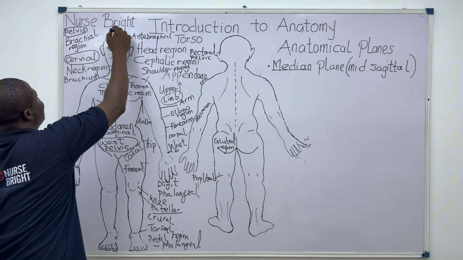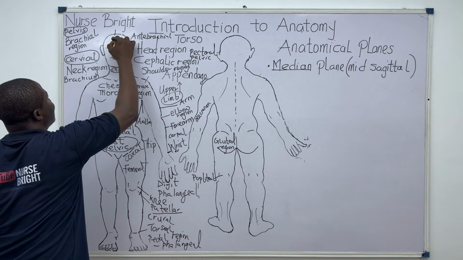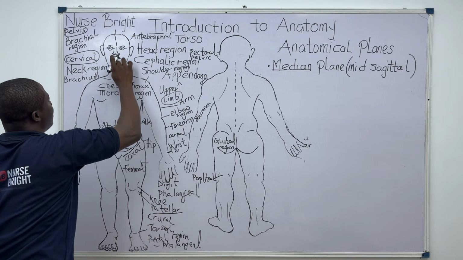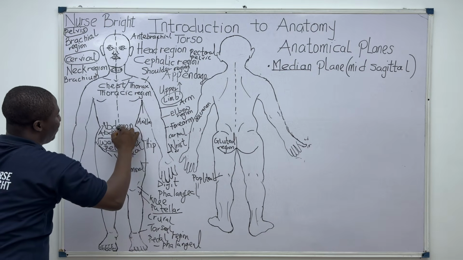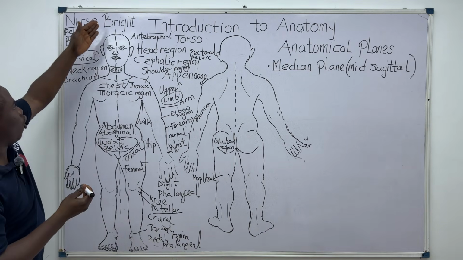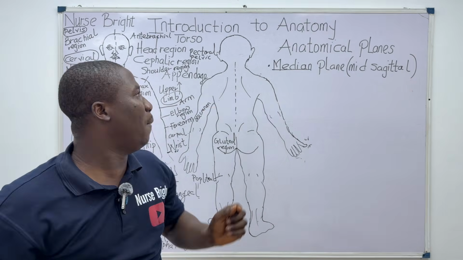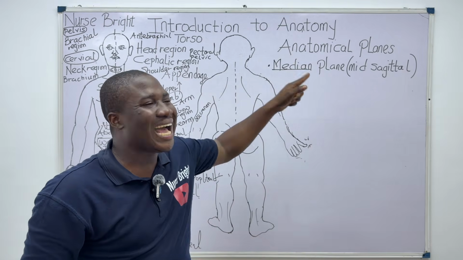So let's assume this is the center of the body. Pay attention. All right, this is the center of the body. You can see how I'm drawing it. Just pay attention. I'm taking a line or a plane down. You can see what is happening. So this thing drawn now is what we call the median plane. All right, also called the mid-sagittal plane.